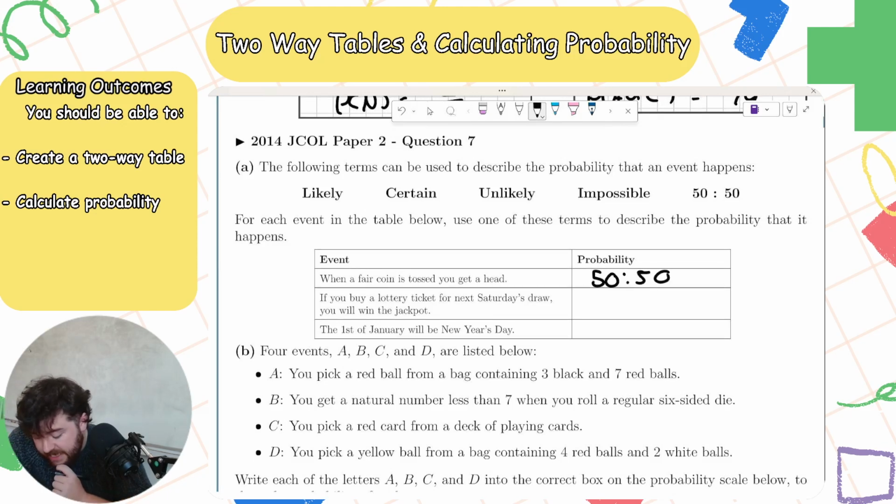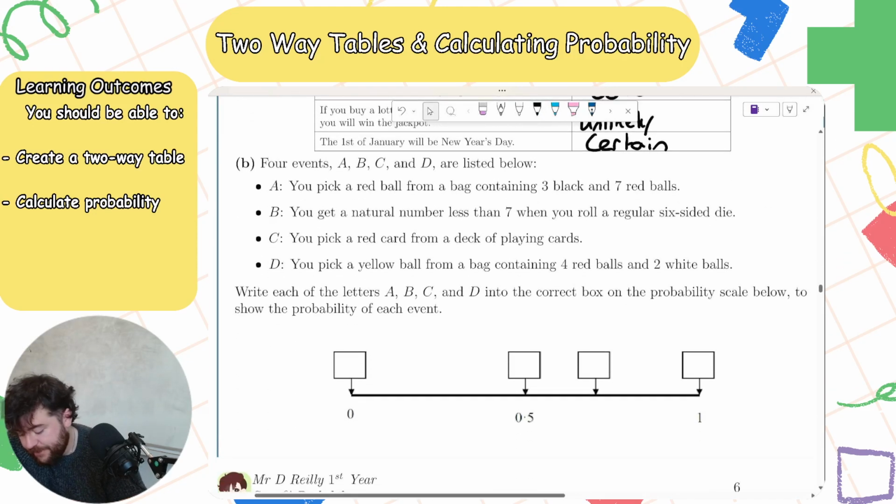If you buy a lottery ticket for Saturday's draw, you will win the jackpot. So it's unlikely, right? It's not impossible. You could win the lottery. You probably won't, but you could. And then the 1st of January would be New Year's Day. Well, that's certain, right? New Year's Day always falls on the 1st of January.